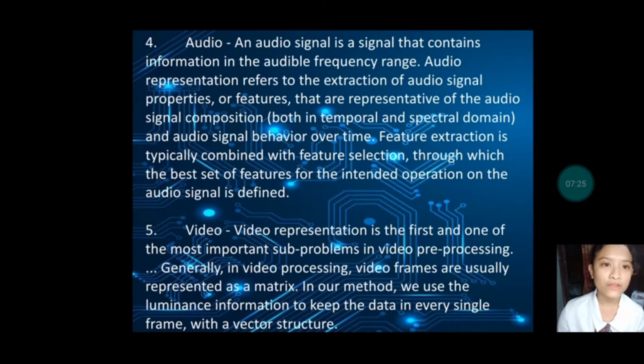Number 5, video. Video representation is the first and one of the most important sub-problems in video pre-processing. Generally, in video processing, video frames are usually represented as a matrix. In our method, we use the luminance information to keep the data in every single frame with a vector structure.